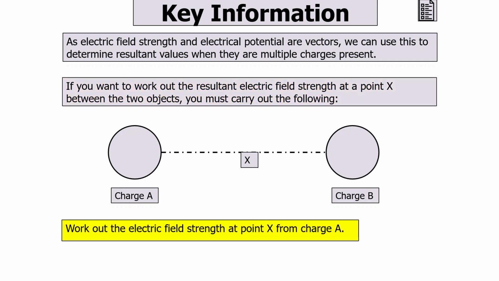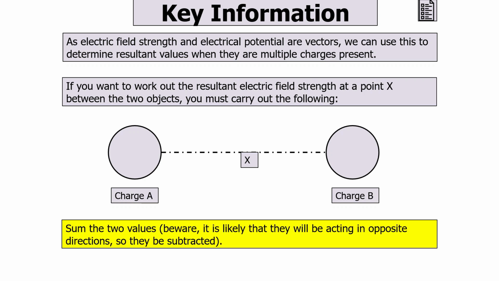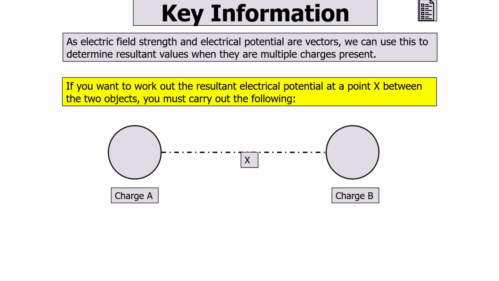Work out the electrical field strength at point x from charge A. Work out the electrical field strength at point x from charge B. Sum the two values, but beware it's likely that they're acting in opposite directions, so this will in fact be a subtraction.